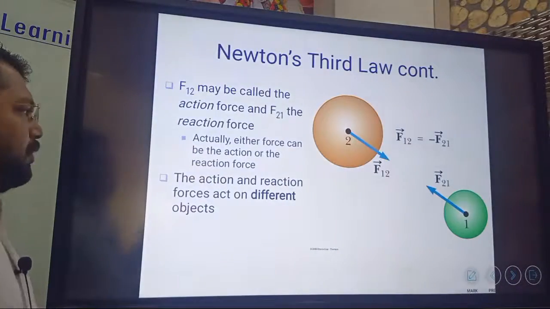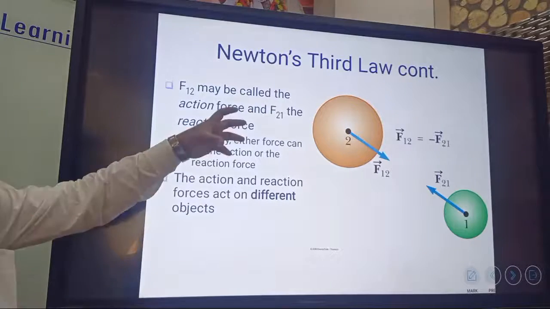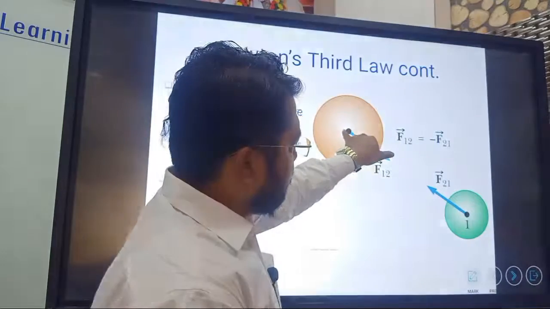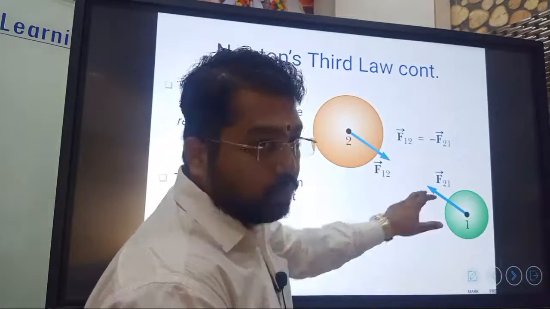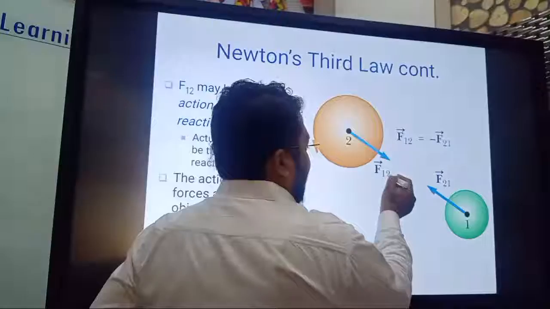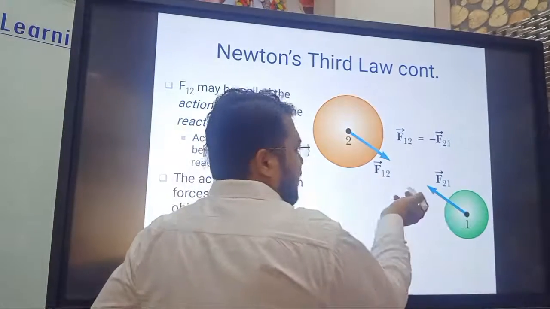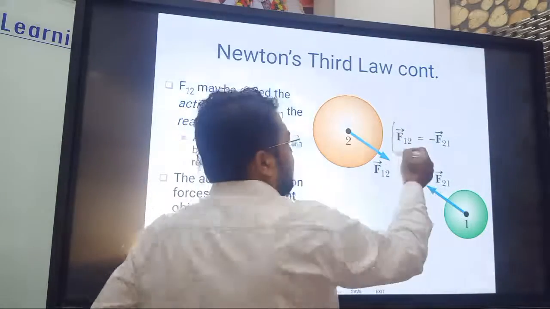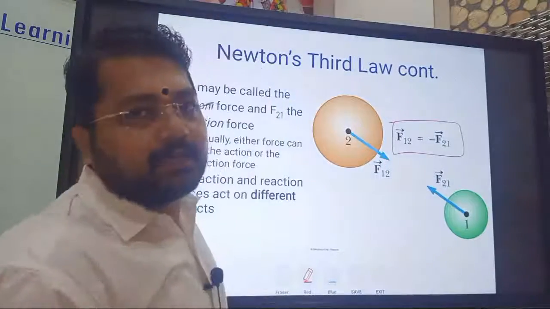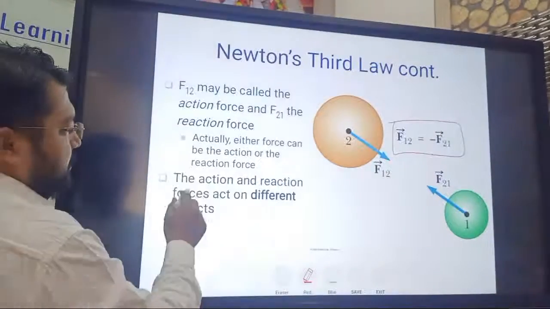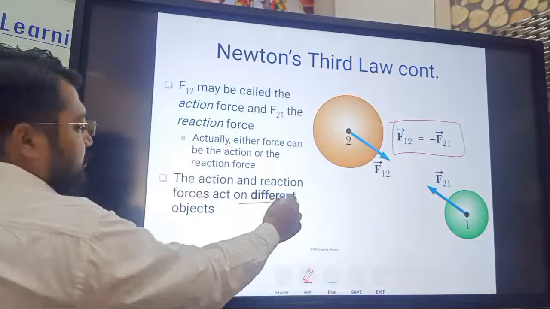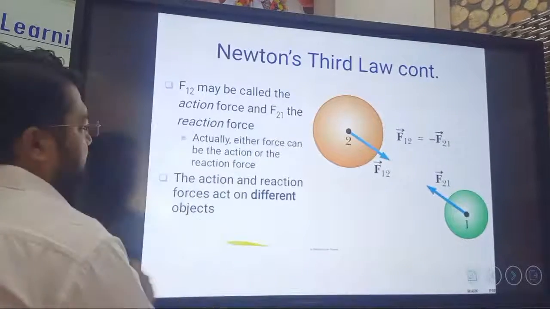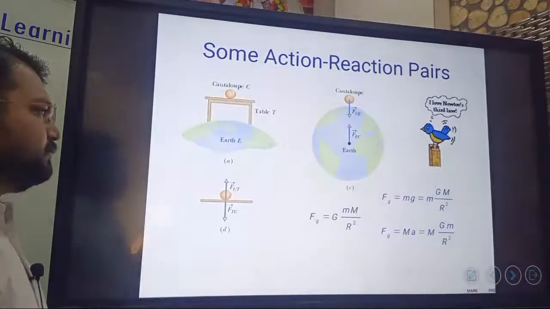And one more example if we look here: two objects are there, the force acting on one by two. F12 means force acted on object 1 by 2, and here force acted on 2 by 1, both are opposite in direction. Done? Yes, sir. The action and reaction forces are on different objects. Okay. Check examples.